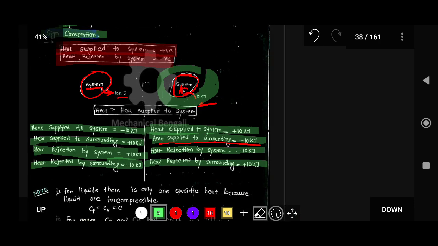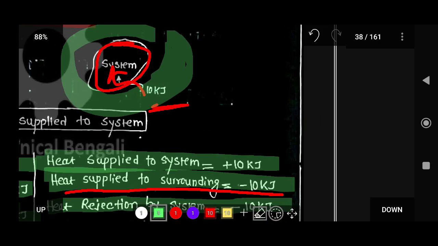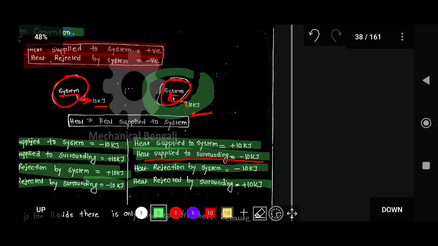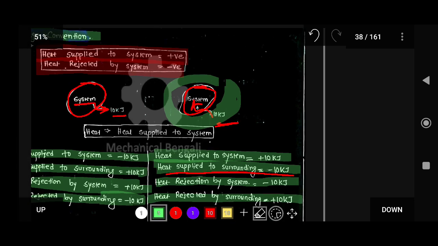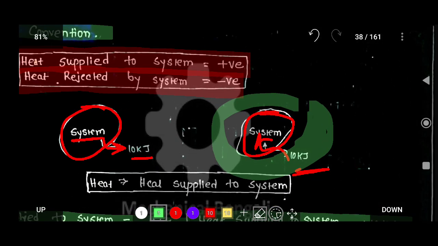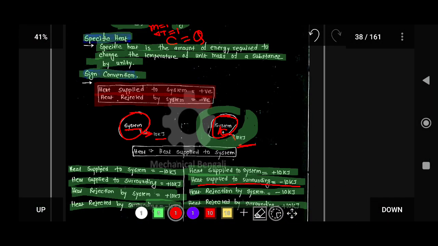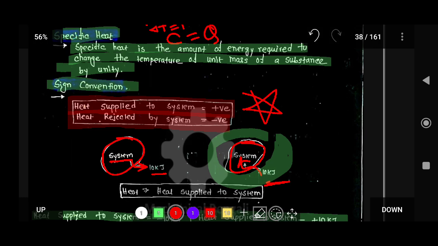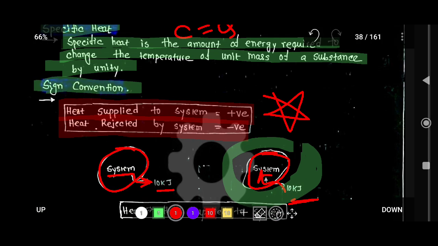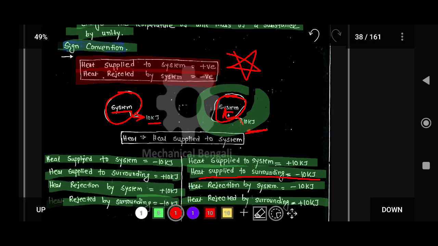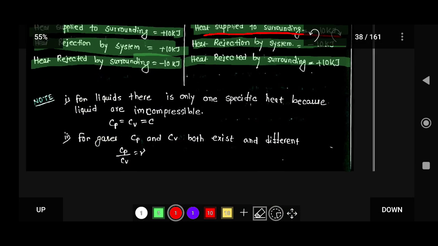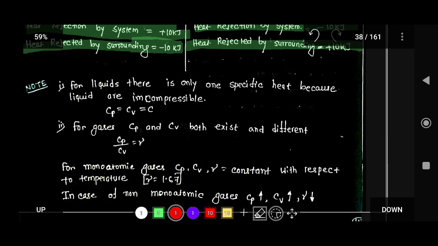Basically, heat supplied to the system is positive, and heat rejected by the system is negative. So you have to remember this: heat supplied to the system is positive, and heat rejected by the system is negative. Okay, now let's try to understand the specific heat.